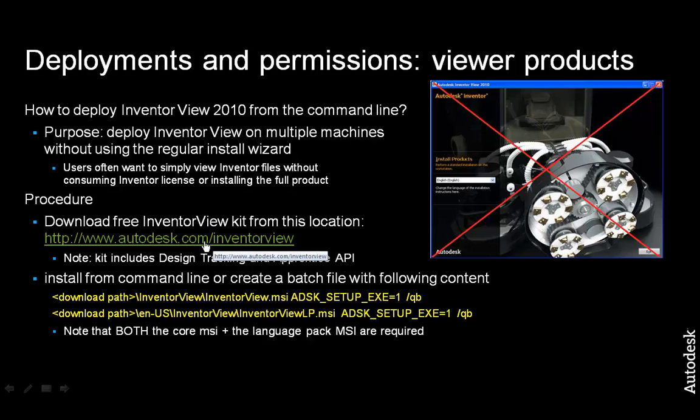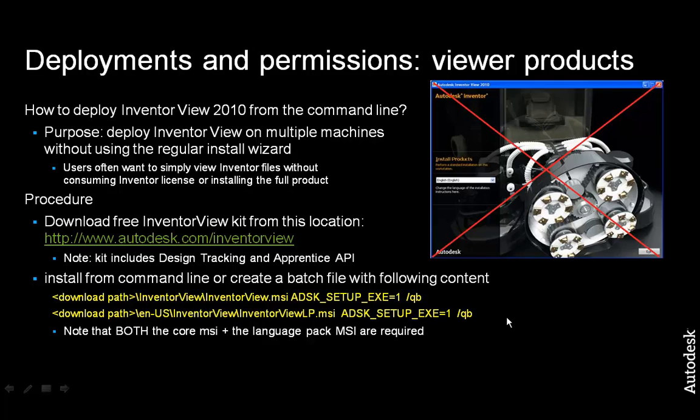location here that I point out. The kit is not only the viewer, it contains both Design Tracking and the Apprentice API. It's a standalone free kit. And then the key commands here I've highlighted in yellow. You can create a simple batch file with these two commands in it. One is for the core MSI, and the second line is for the language pack MSI.